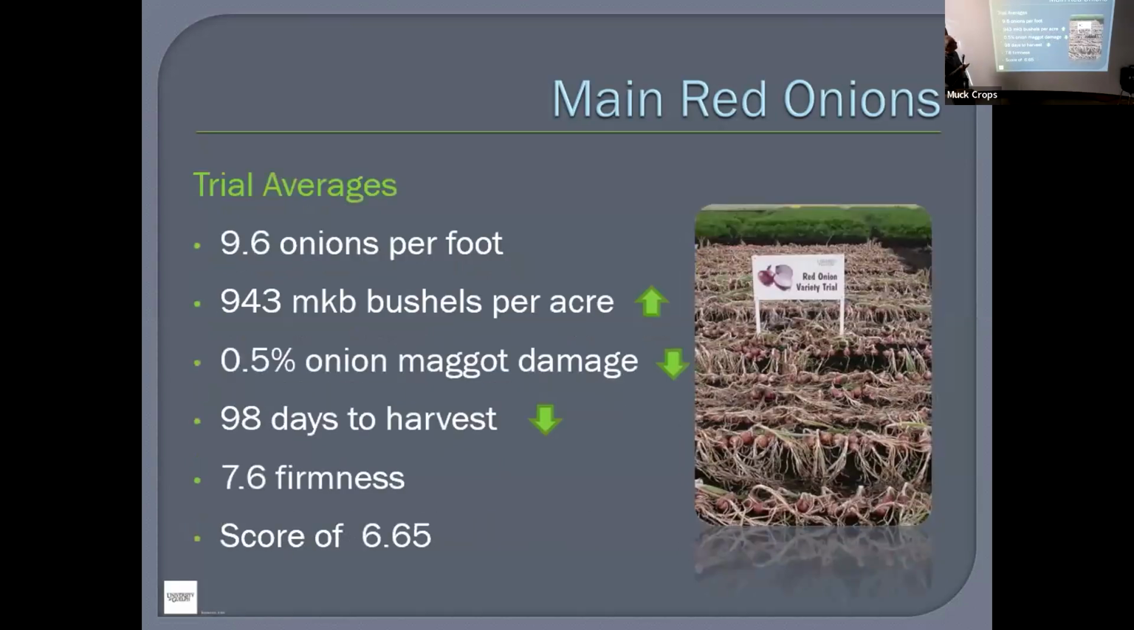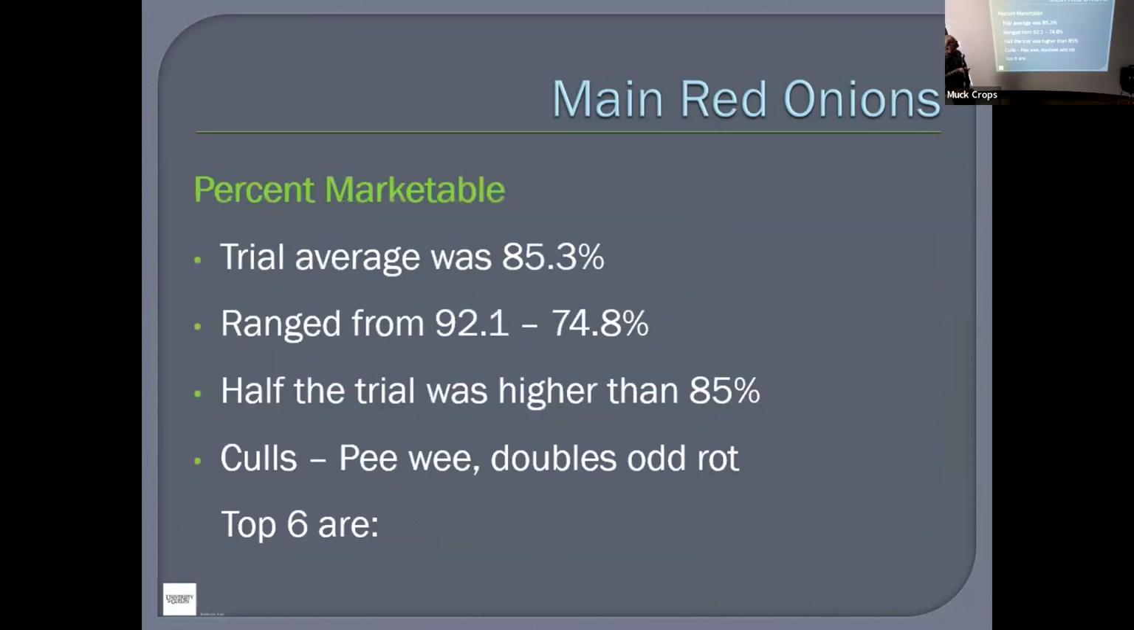Some trial averages, again, about 9.6 onions per foot. The yield, which was surprising, was up, at 943. Onion maggot damage was very low, about 0.5%. 98 days to maturity. Well, that was because we lost 3 weeks. That's probably what changed that a bit there. Firmness was 7.6, pretty decently firm, and scores were in that average range.